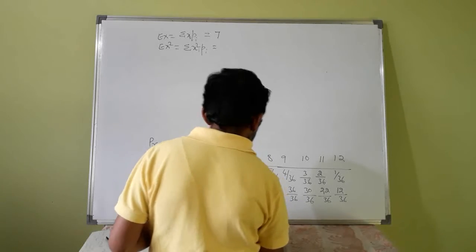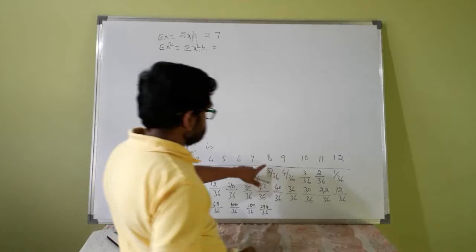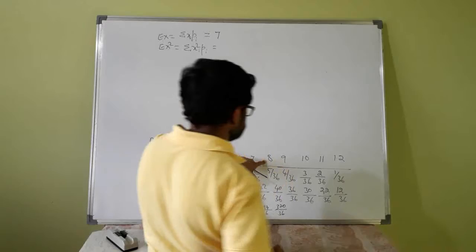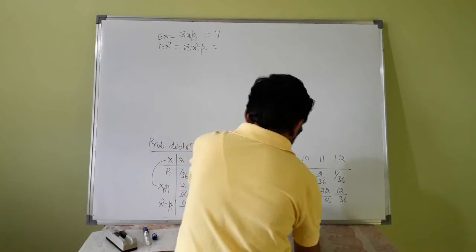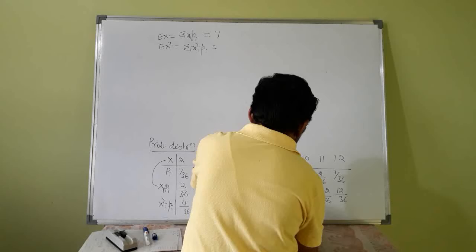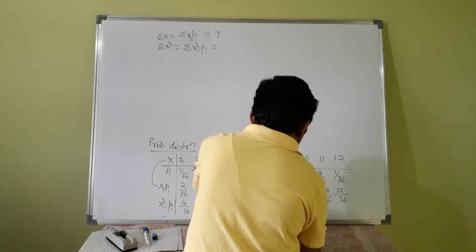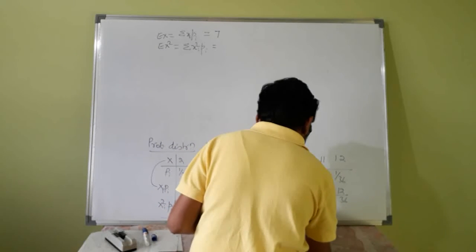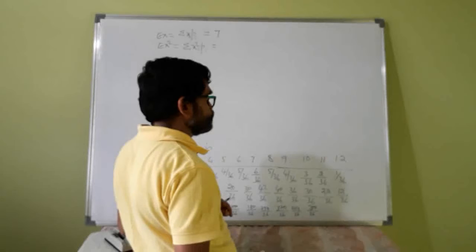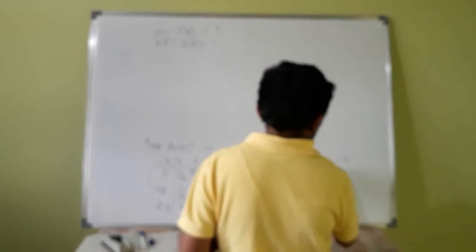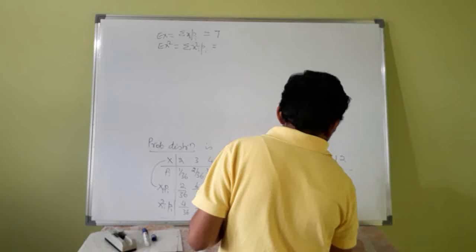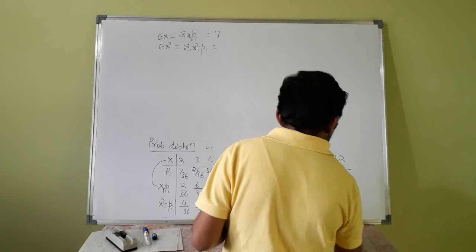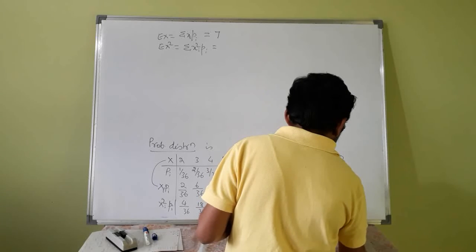294 by 36, isn't it? So this is 320 by 36, this is 54, 32 by 36 and 300 by 36, 22 into 11, 24 by 36, 144 by 36.